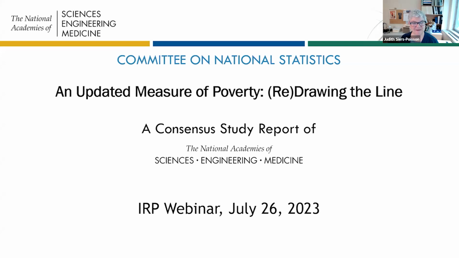Our webinar today is on improving how poverty is measured, a recommendation to better reflect households' basic needs. A new report from the National Academies of Sciences, Engineering, and Medicine offers recommendations for updating how poverty is measured in the United States, with a special focus on the costs of childcare and healthcare, as well as regional differences in housing costs. And we are so fortunate to have five members of the committee that produced the report with us today to discuss their work.